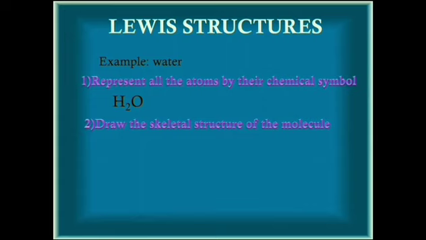Step 2. Draw skeletal structure of the molecule. While drawing the skeletal structure, always remember to place the less electronegative atom at the center. It is usually the element there is only one of. Here we have one oxygen atom and two hydrogens. Hence, let us place the oxygen at the center.